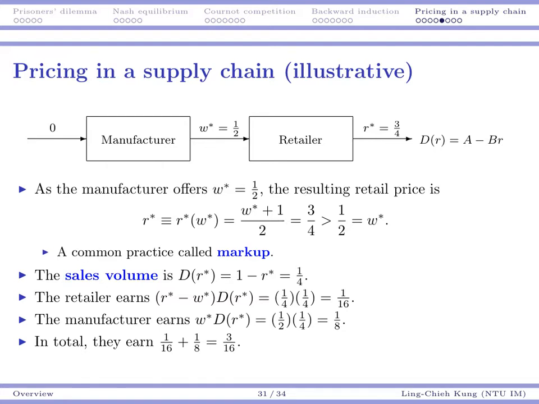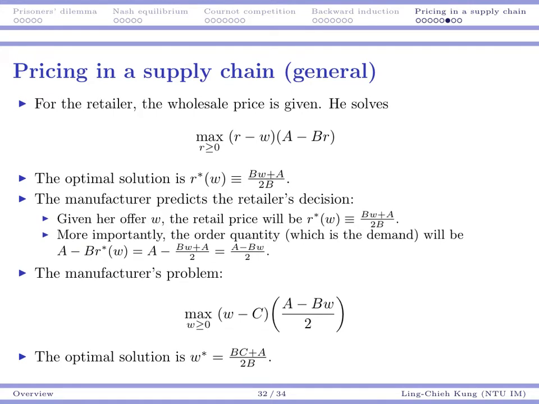Okay, easy. But if we try to use the original model with A, B, and C, probably we can still solve it, right? And then we will have these equilibrium profits, equilibrium prices as functions of our parameters. And then we can do comparative statics to show how those parameter changes will affect our equilibrium outcome. Let's try this. So in general, the retailer's problem is to solve this. The demand function in general is A minus BR. Okay?